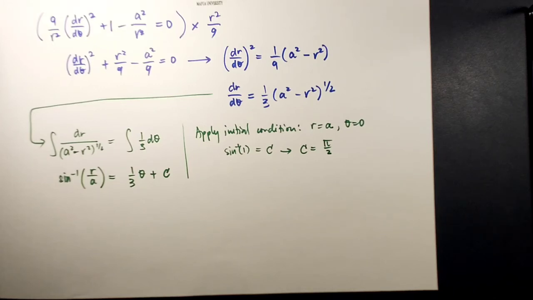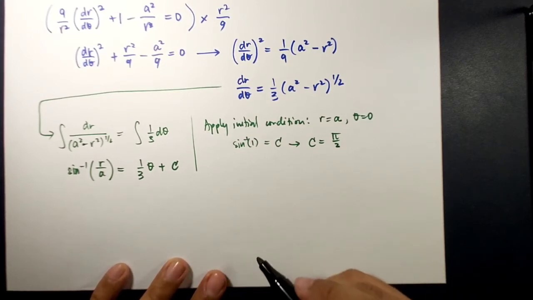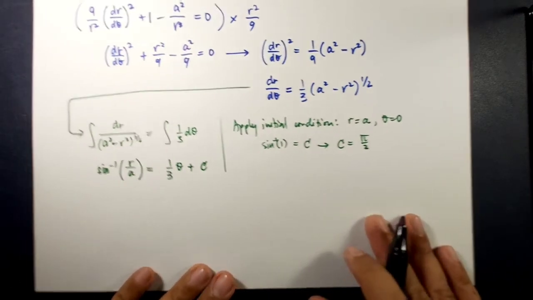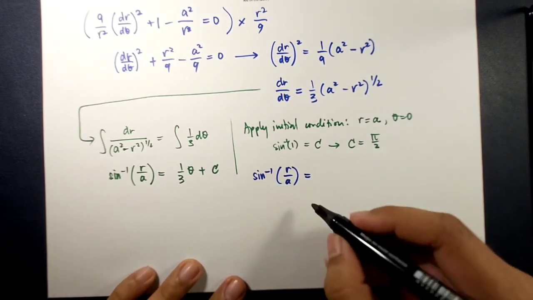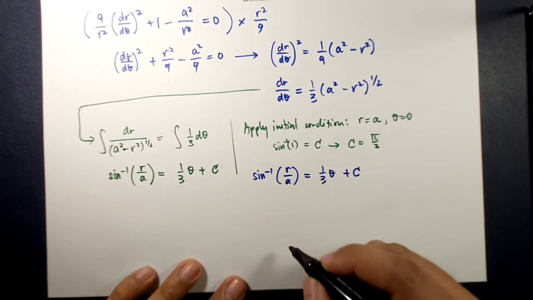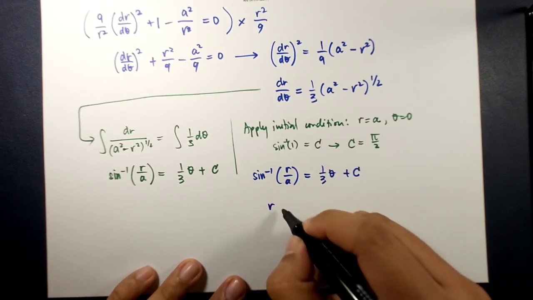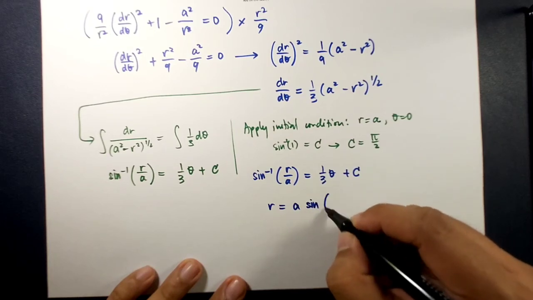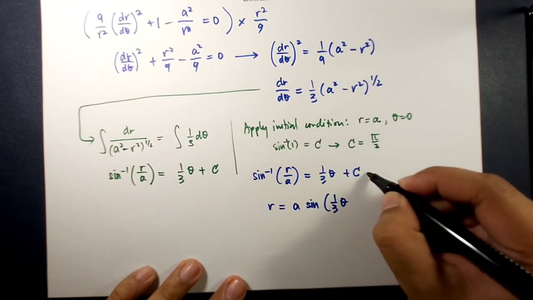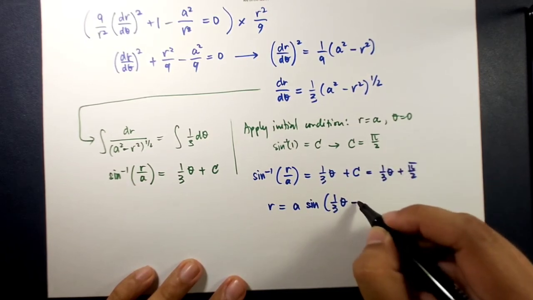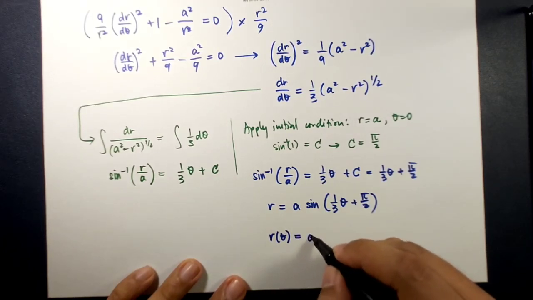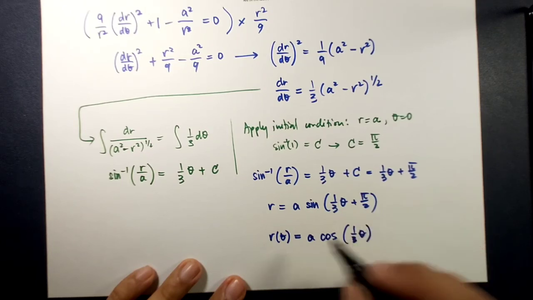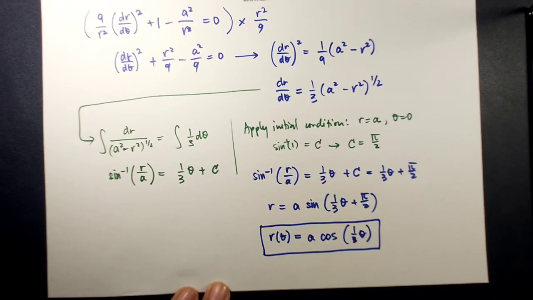And this yields our polar equation, wherein arc sine of r over a is now equal to 1/3 theta plus C. So taking the sine of both sides, r equals a sine of 1/3 theta plus pi over 2, or r as a function of theta is equal to a cosine of 1/3 theta. So this is the polar equation of the resulting orbit.